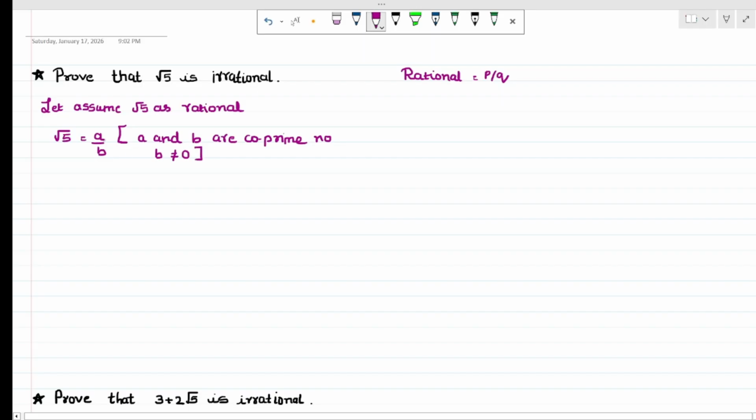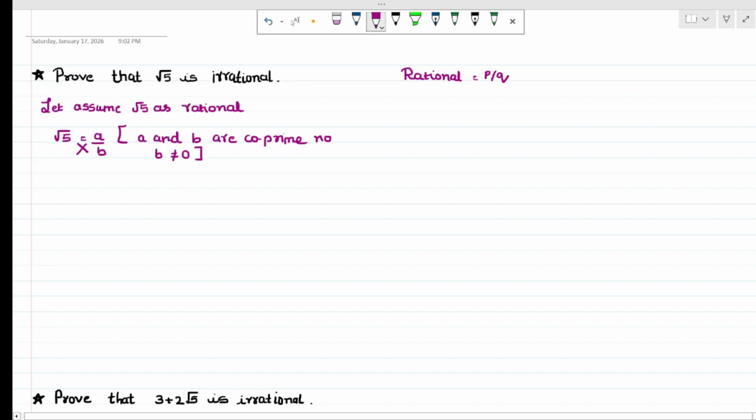Now you will ask why I have written that a and b are co-prime numbers, and what is a co-prime number? Let me explain. Co-prime means a and b are divisible only by 1. That means the HCF of a and b will be 1. They have only 1 as a common factor. They will not be divisible by any other number, only 1. Okay, clear?